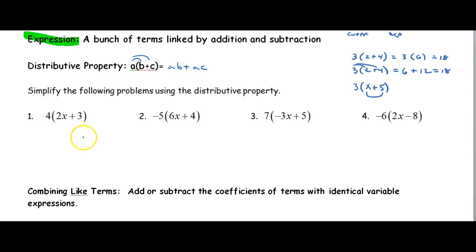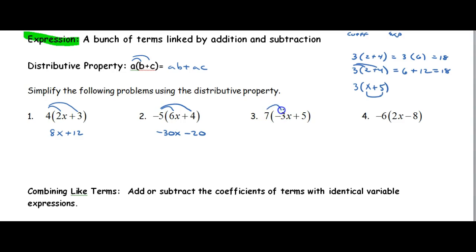If I wanted to distribute it in the following problems, the first thing I do when I multiply is determine the sign. Remember, if you multiply and get a positive, we add. If you multiply and get a negative, we subtract. So, 4 times 2x is 8x. 4 times 3 is positive 12. Since it's positive, we add the 12. Okay, the next one. Negative 5 times 6x gives you negative 30x. But negative 5 times 4 gives me negative 20. Therefore, I would subtract the 20.